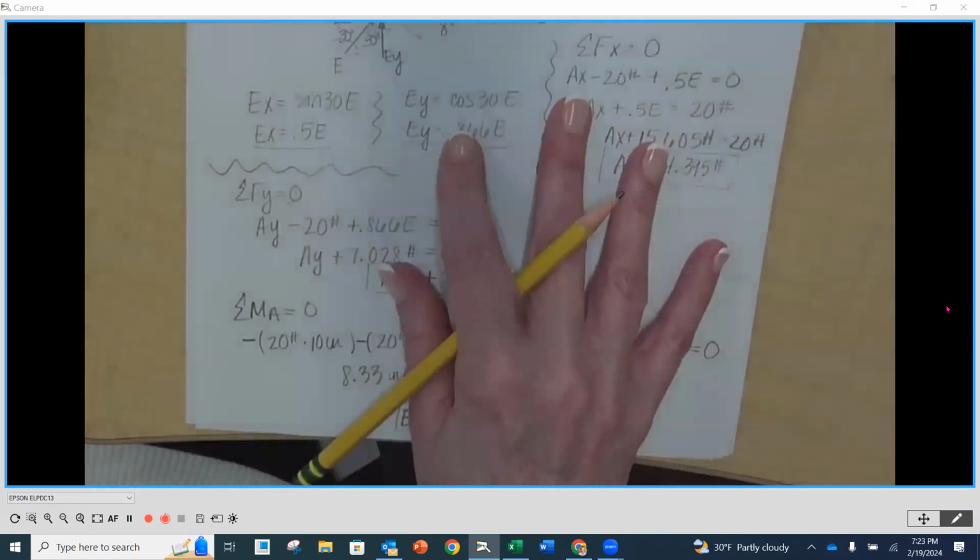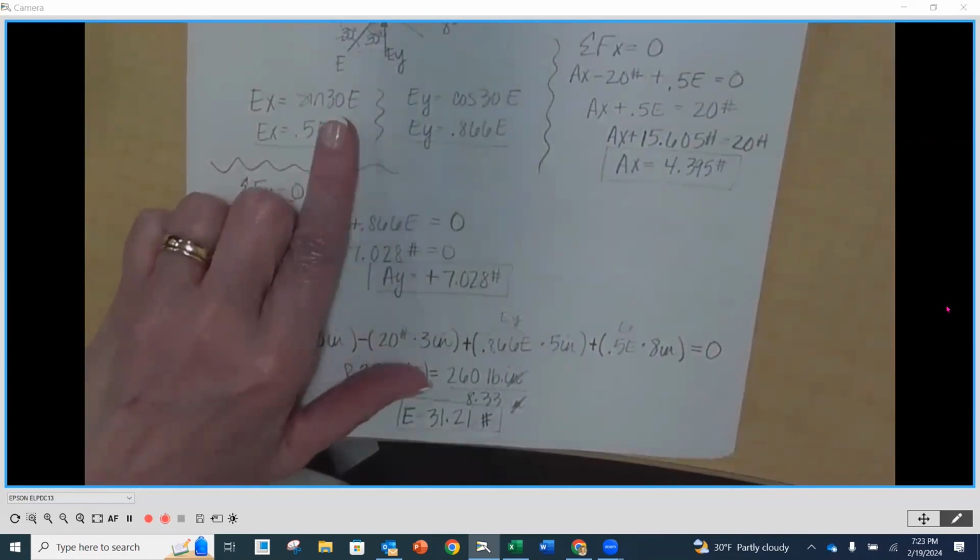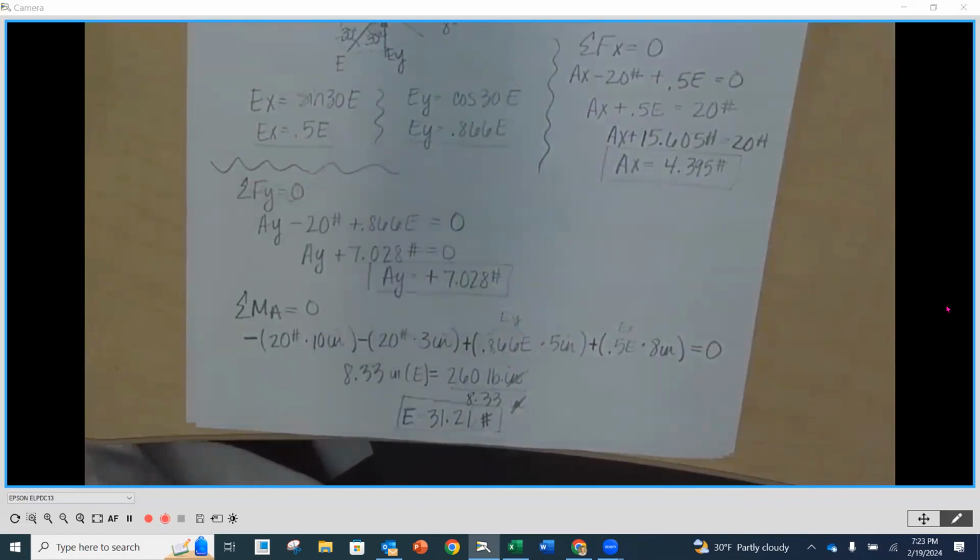Okay, so how did you do on your AX? AX is 4.395. That was a positive final answer. So that direction stays exactly the way it was. All right, that one was a little bit of work. This was our key here, right there: putting our EX and EY in terms of its hypotenuse. That was really it. Any questions?